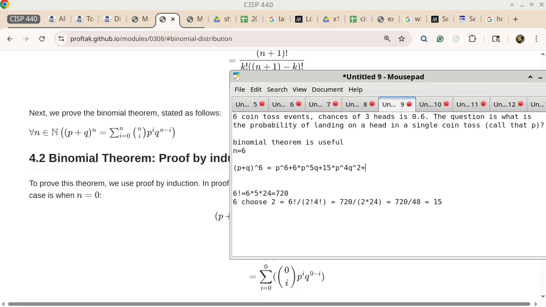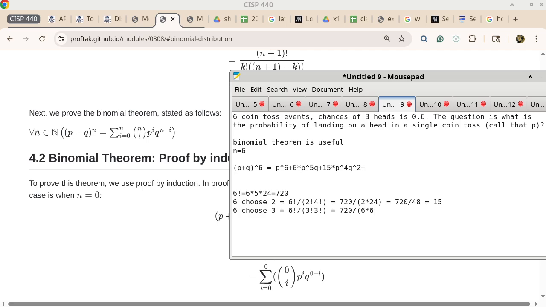So it would be 6 choose 3, right? So 6 choose 3. What is 6 choose 3? It's 6 factorial divided by 3 factorial times 3 factorial. Okay, what is that? 720 divided by, what is 3 factorial? It's 6, right? Okay, because it's 3 times 2 times 1, which is 6.